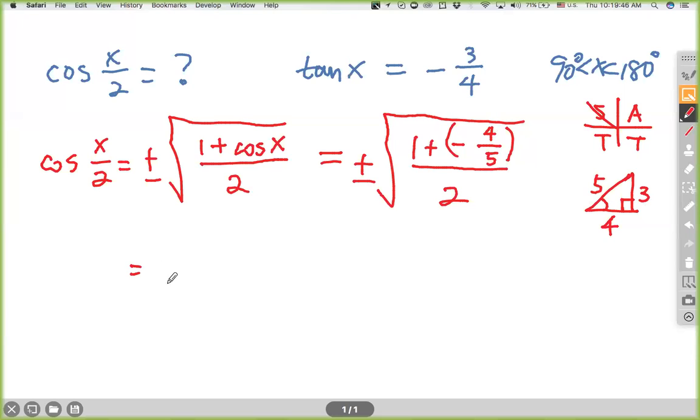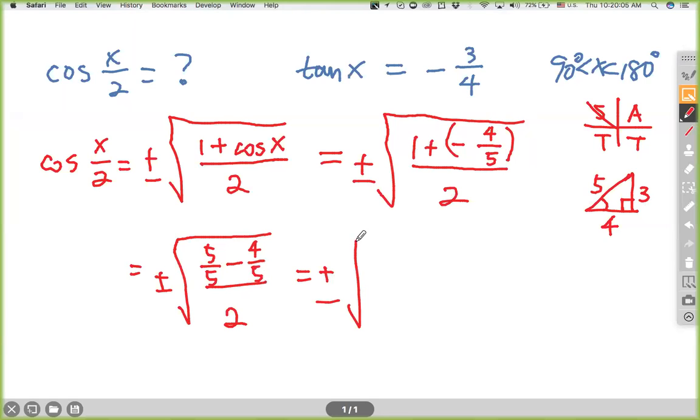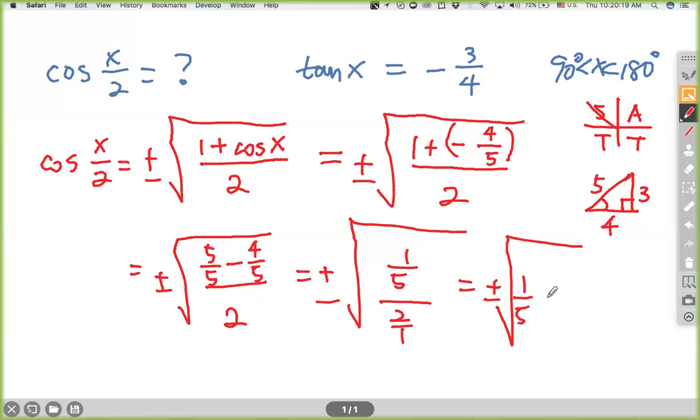So let's continue to work out these fractions. Use the common fraction: 1 equals 5 over 5. We have negative 4 over 5. We have this denominator, 2. So 5 over 5 minus 4 over 5 is 1 over 5, over 2. That's 1 over 5 times 1 over 2, so that's 1 over 10.